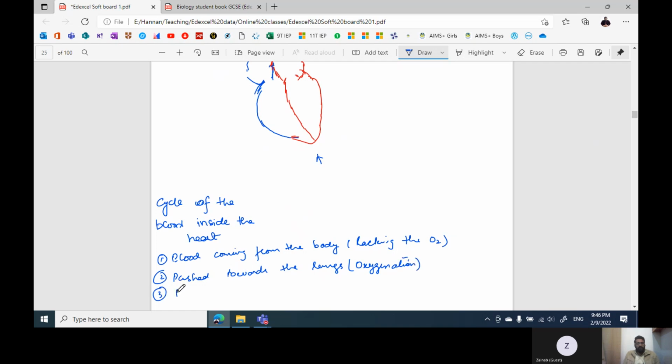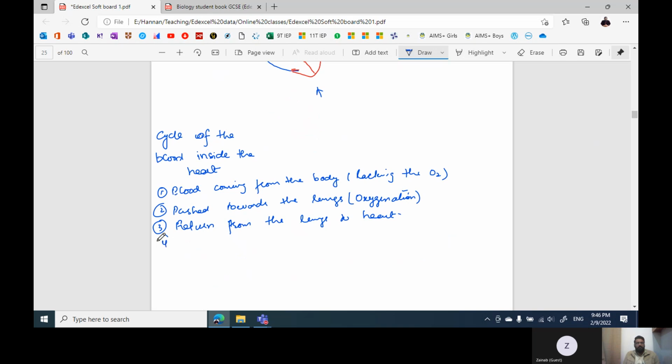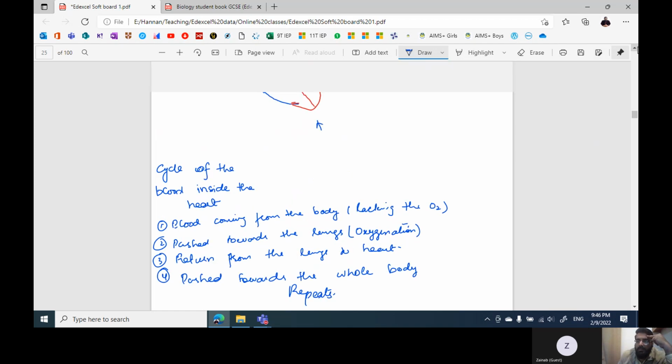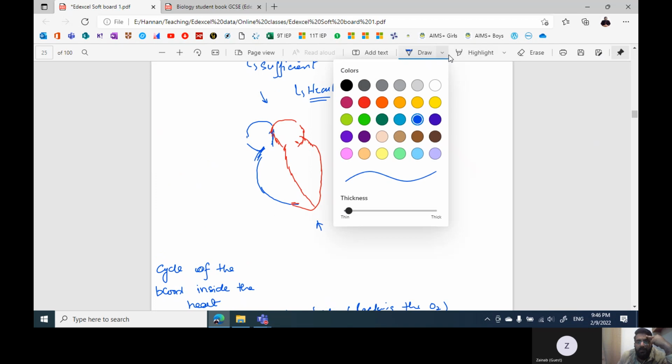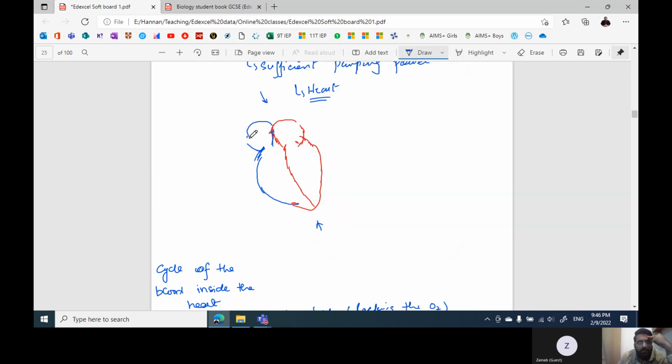Number three, it would return from the lungs to the heart. And number four, it would be pushed towards the whole body. And then this whole phenomenon repeats. Now let's have a brief introduction to the parts of the heart. You will easily understand how the heart works.